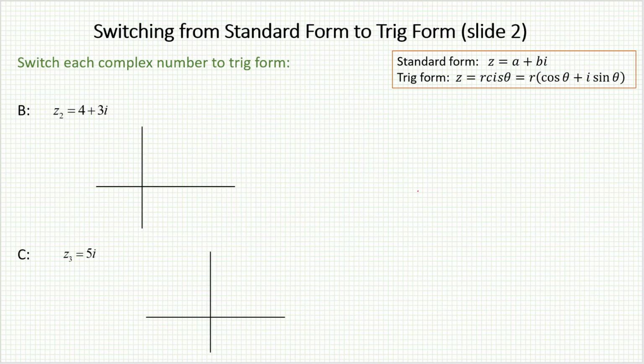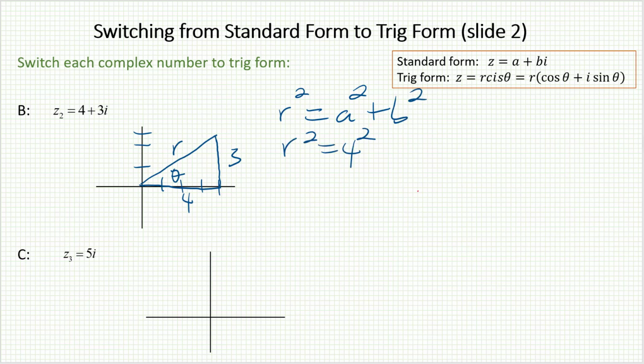Okay, let's take a look at a different example. How about z equals 4 plus 3i? Again, I think a quick sketch is helpful. Real part is 4, imaginary part is 3. Here's my r and here's my theta. Well, again, to get the r, just use the polar relationship. R squared equals a squared plus b squared. That'll be 4 squared plus 3 squared. 16 plus 9, that gives me 25. This time it worked out nicely. The r just comes out to be 5.